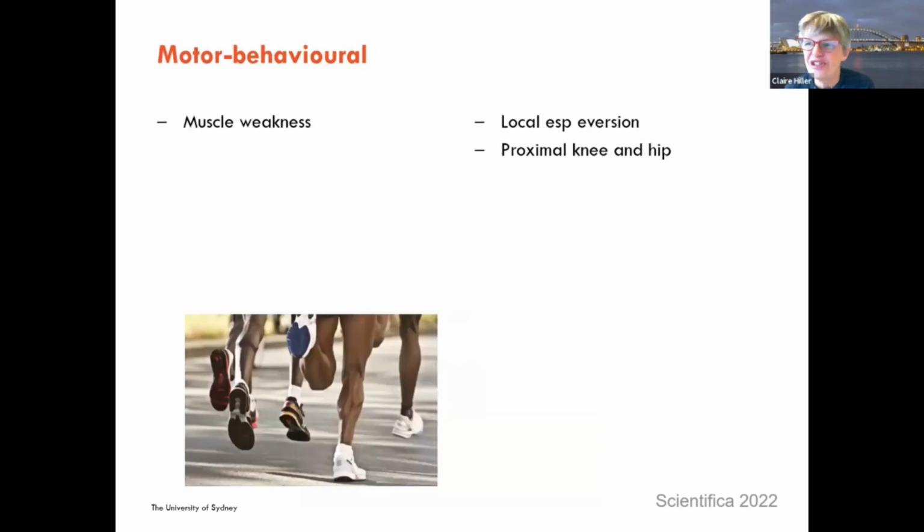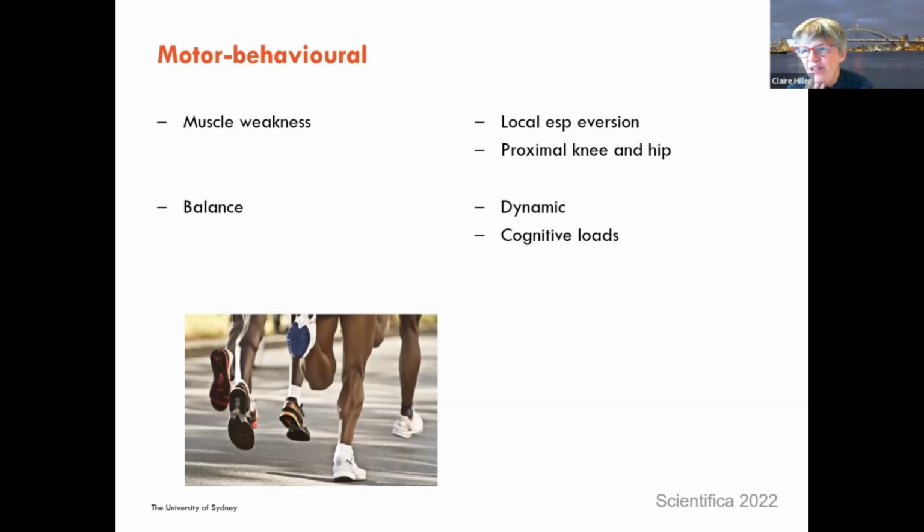Then we have the things we're used to, the motor behavioural. Muscle weakness. Muscle weakness is so common. Particularly in chronic ankle instability, it seems to be eversion, but you need to know that often they have proximal knee and hip issues as well. So you're not just going to check around the ankle, you're also going to check around the knee, and you're also going to check around the hip, because the weakness can occur anywhere.